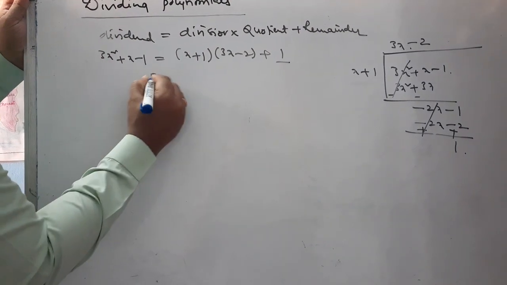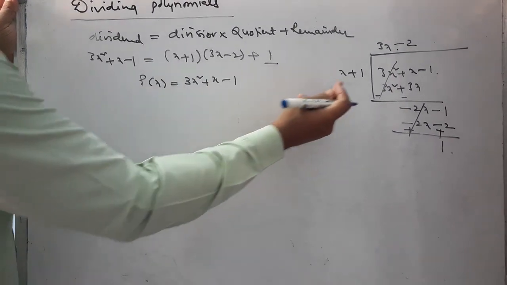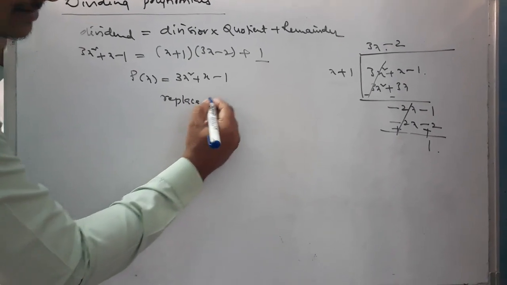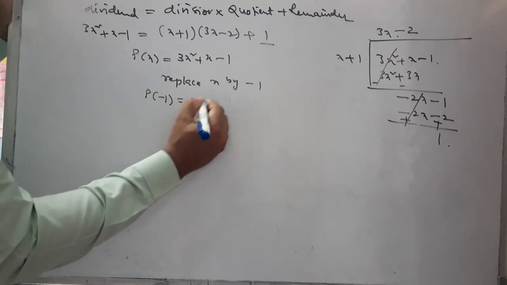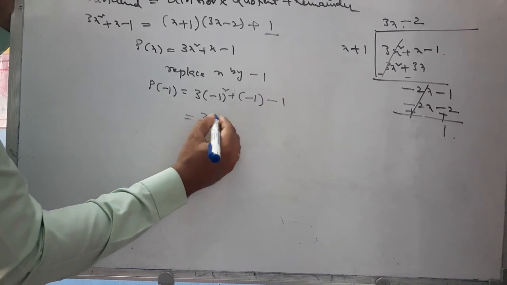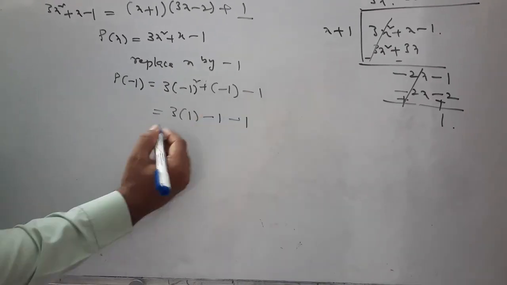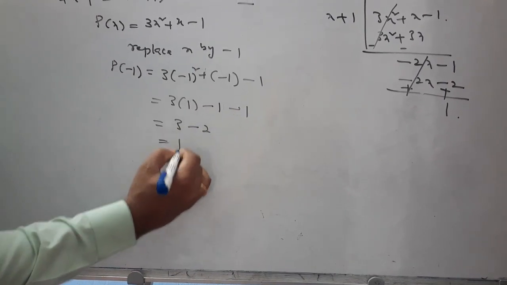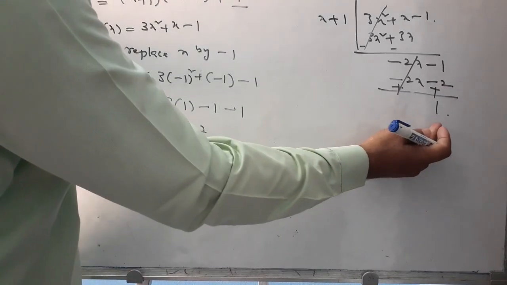Here let p of x is equal to 3x square plus x minus 1. So now I am substituting minus 1 in p of x. Replace x by minus 1. We are getting p of minus 1 is equal to 3 into minus 1 whole square plus minus 1 minus 1. So that is 3 into 1 minus 1 minus 1, that is equal to 3 into 1 means 3, minus 1 minus 1 becomes 1. p of minus 1 is equal to 1, and also remainder is 1.